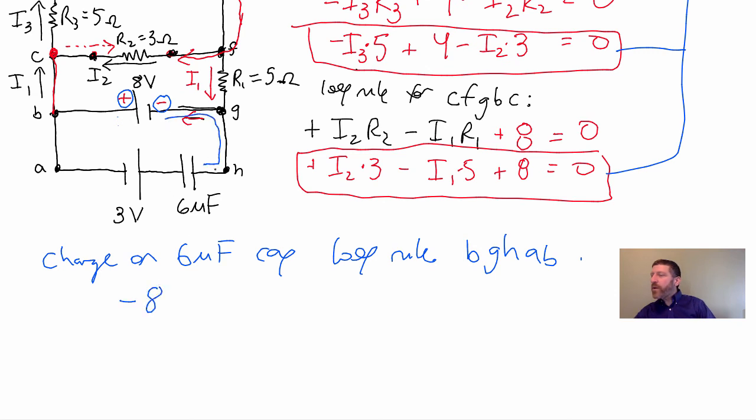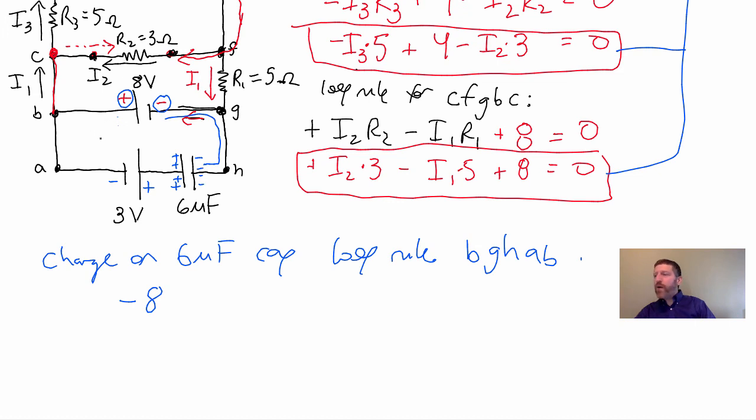Okay, now I've got to figure out, well, what's going on here? I do not know which direction the polarity is of this capacitor. So let's just take a look here and see if we can figure it out. Well, I'm going to make an assumption. This is the positive end of my battery, so I'm going to assume that this end is positive right there and that this end is negative.